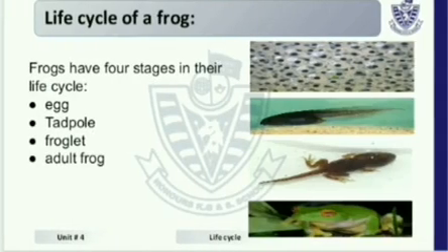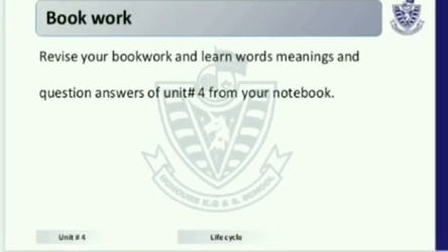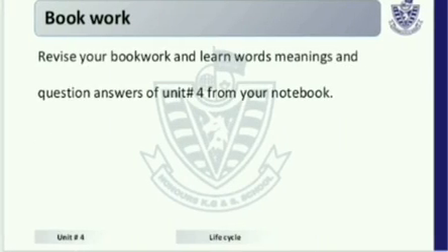Life cycle of a frog. Frogs live near ponds. They live on land but go into the water often. Frogs have babies by laying eggs in the water. Frogs have 4 stages in their life cycle: egg, tadpole, froglet, adult frog. Revise your bookwork and learn words meaning and question answers of unit number 4 from your notebook.